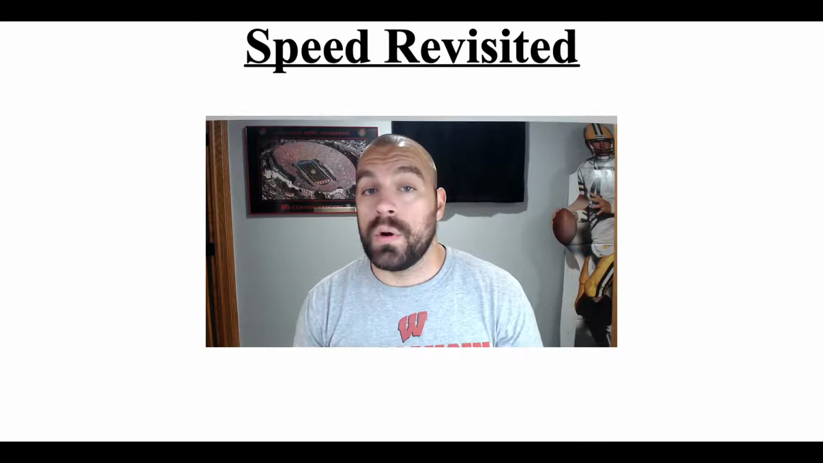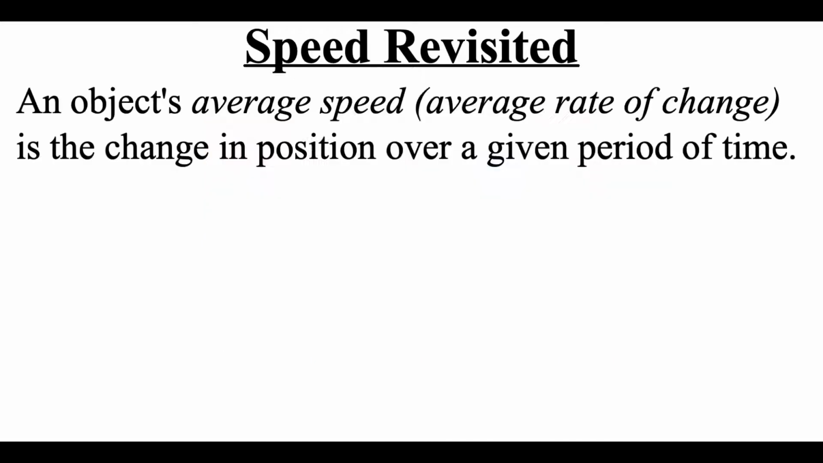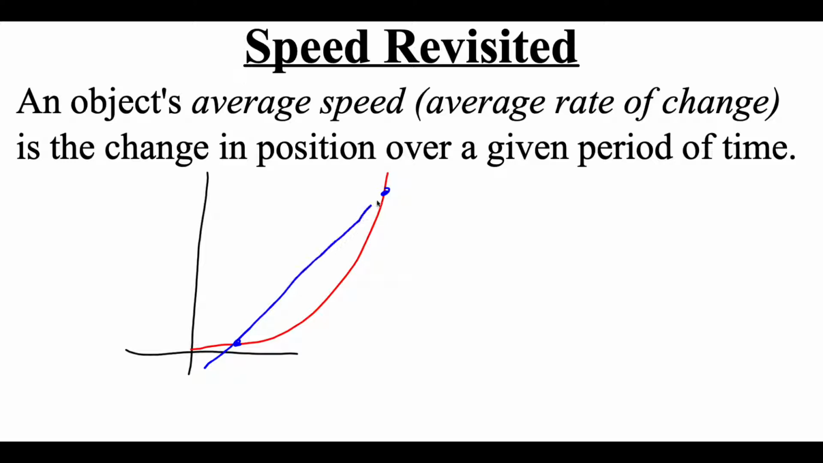In this video, we're going to revisit speed. So if we're talking about an object's average speed or average rate of change, that's the change in position over a given period of time. And if we think about this visually with a graph, the average speed or average rate of change relates to the slope of a secant line through a couple of given points.